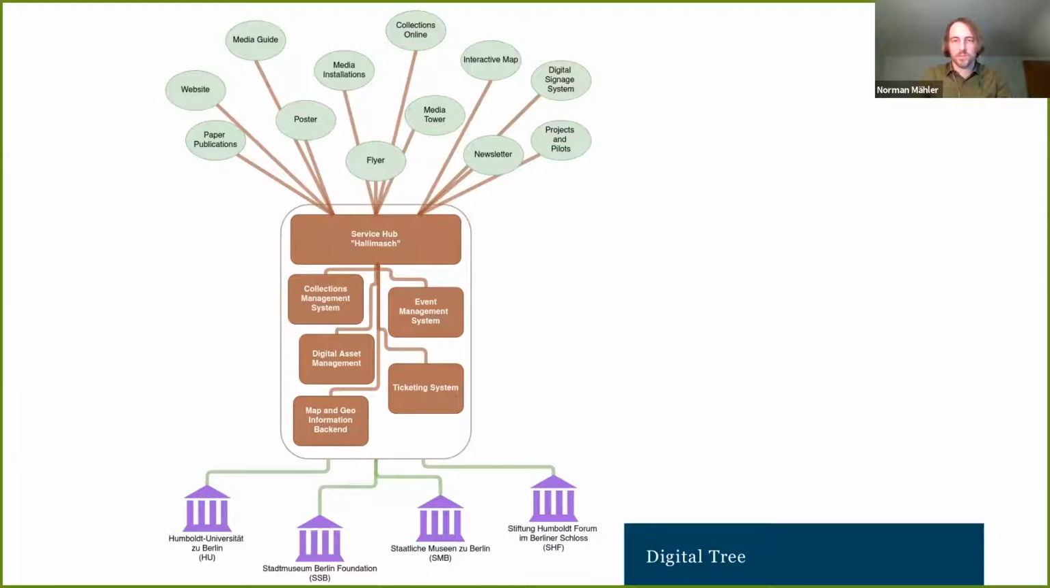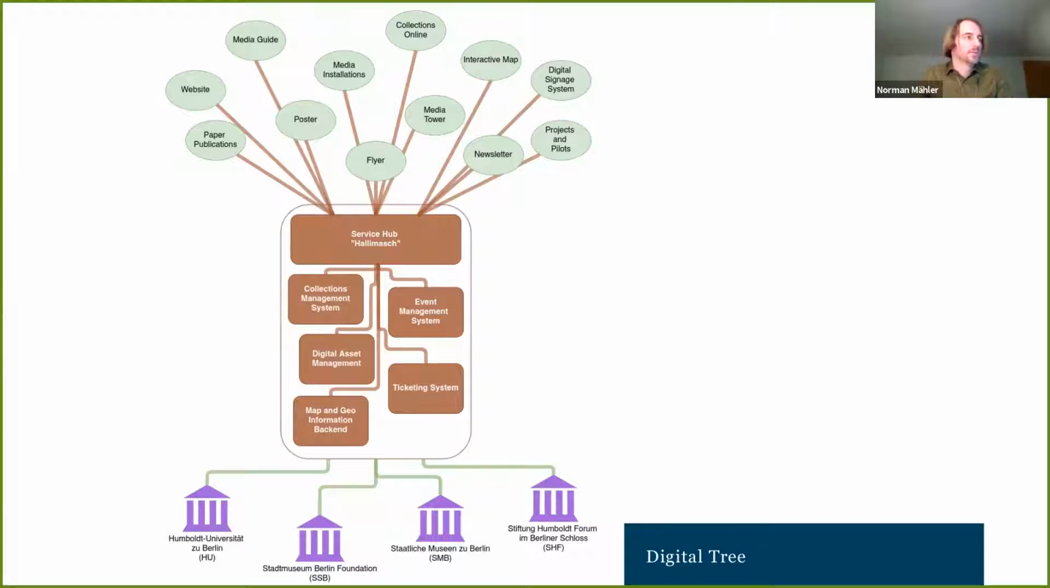So what did we do? We're just going to grow a digital tree. We have the roots, which are the institutions in the Humboldt Forum, giving the information, or big parts of the information, into the trunk, which consists of different systems like the collections management system, the asset management, a ticketing system, event management system, and map and geo information backend.